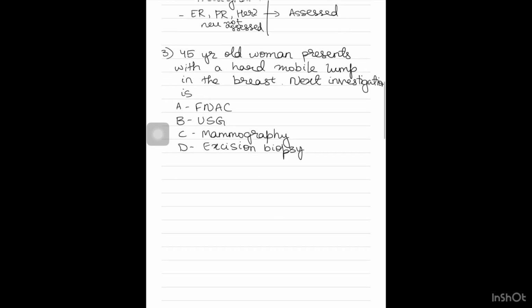The next question is: a 45-year-old woman presents with a hard mobile lump in the breast. Next investigation is, previously we have discussed the triple assessment. First is the clinical examination, next is the radiological, followed by the biopsy or the FNAC. In the clinical examination you have found that it is a hard lump, and note down the age of the patient. The hard mobile lump is clinical examination, followed by radiology.